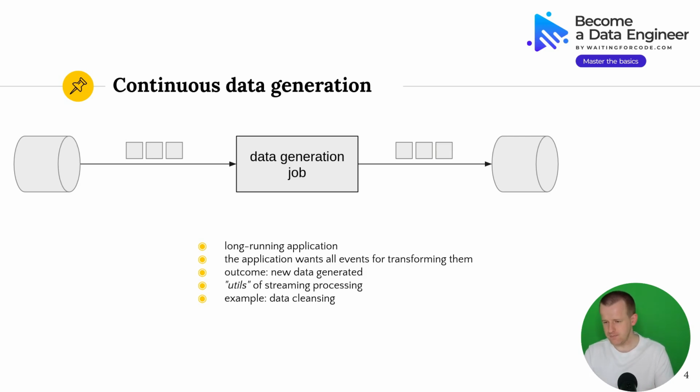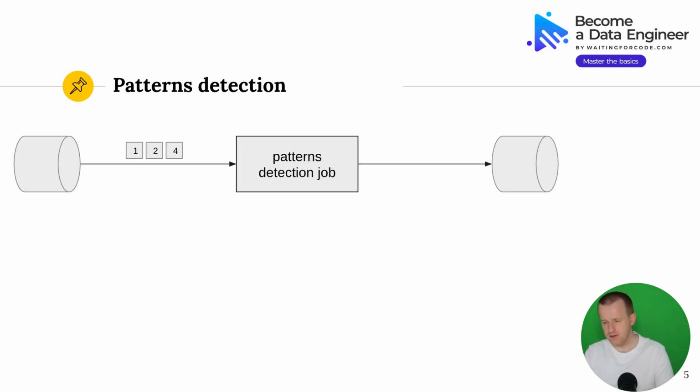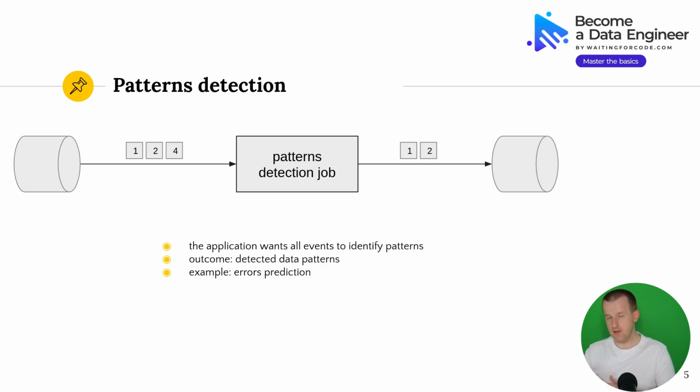And one of these more specific examples is pattern detection. Here we have an example where we are receiving some numbers and we want to catch the sequence of these numbers. The sequence is only the previous number plus one, and here we can see that we detected only one sequence of four events. Here the goal of the application is to detect the patterns. The patterns are the outcome.